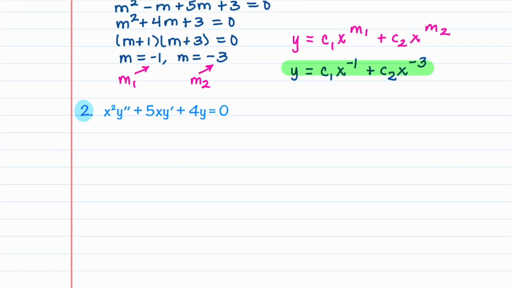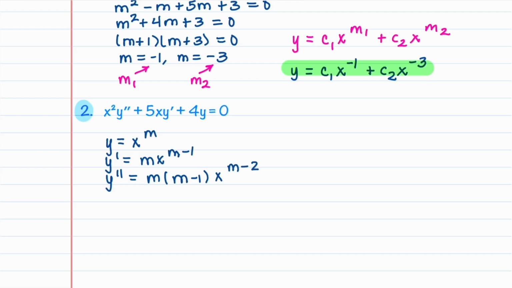Let's now look at our second example. It's x squared y double prime plus 5xy prime plus 4y is equal to 0. We start out the same way. We're going to assume that our solution y takes the form x to the m. We'll compute our derivatives, mx to the m minus 1, and then our second derivative, m times m minus 1 times x to the m minus 2.